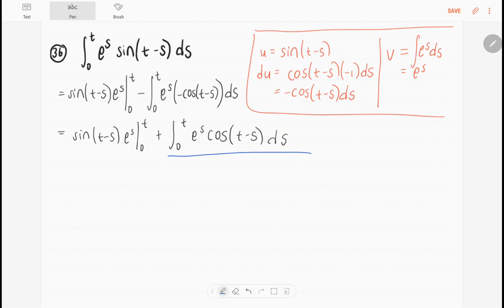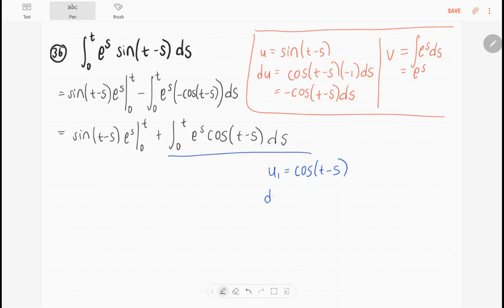So what we want to do now is another integration by parts, and we want to choose our u and v similarly as we did the first time, but this time we are going to set u equal to cos of t minus s. So what's going to happen is we are going to get a repetition because the derivative of u is going to be a sin. So let's call it u1 equals cos of t minus s.